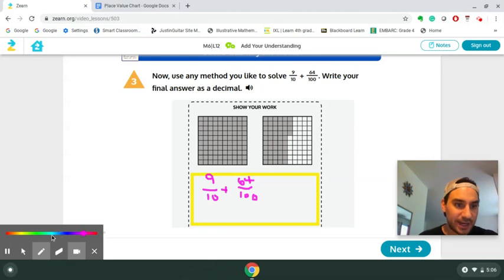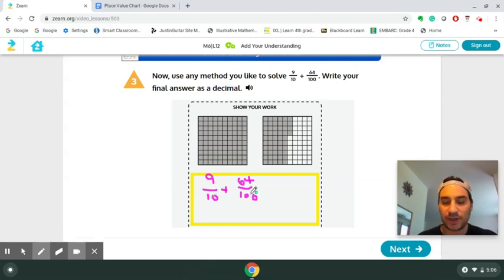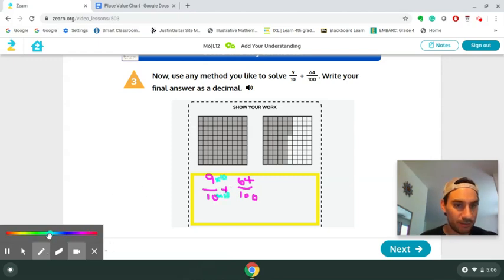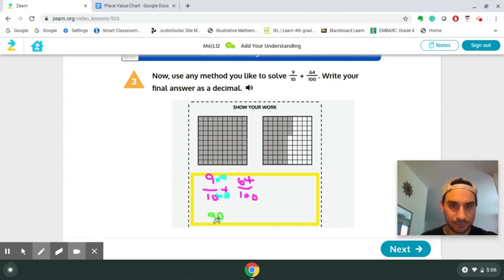Right now, we can't add these together because we have tenths and we have hundredths. We have unlike fractions. Our units are different. So let's turn these tenths into hundredths. I need to multiply 9 by 10 and 10 by 10. That'll give me hundredths. All right, let's write our new numbers underneath. That gives us 90 hundredths plus 64 hundredths. We'll bring that 64 hundredths right on down.